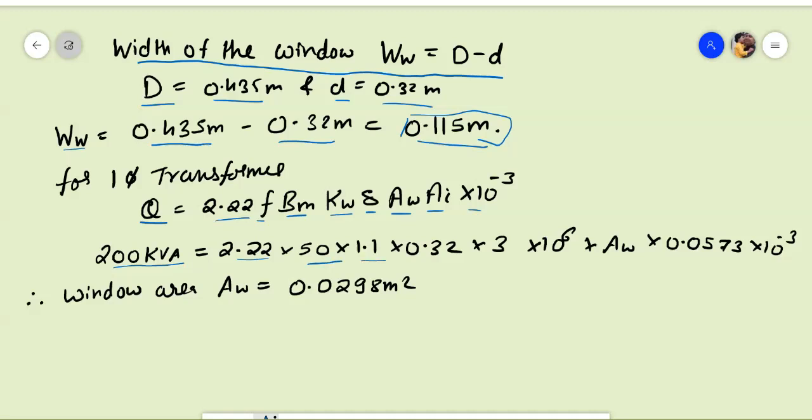Bm is given as 1.1, Kw 0.32, delta is 3, and Aw we have to find. Ai we got 0.0573. Okay, and equating all this, we got our window area Aw is equal to 0.0298 meters square. Okay, so till that we have done this question.